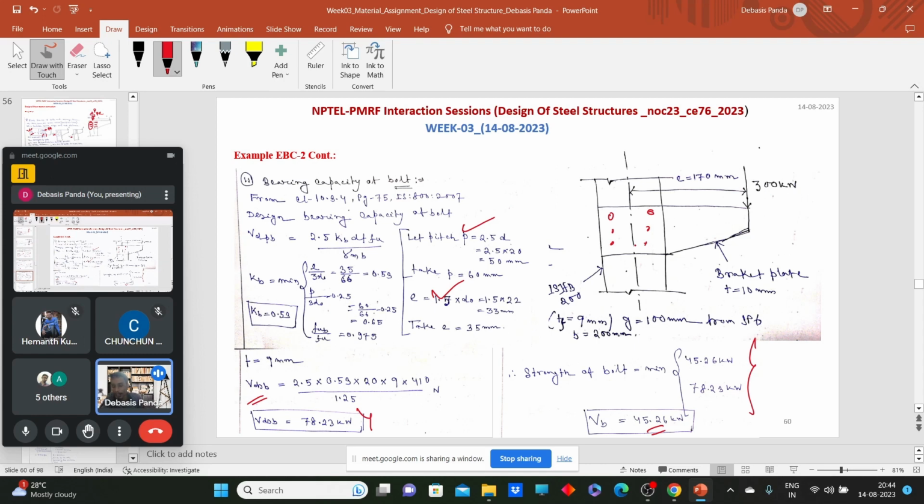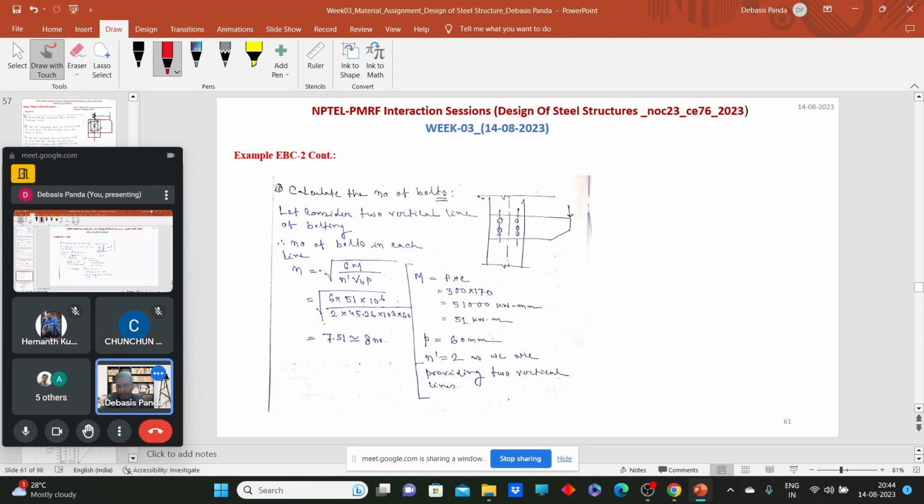Now calculate the number of bolts in each vertical row. How can we calculate it? We have the formula: n equals under root of 6M by n dash VB P. We know the M value, P into E. P is 300 kilonewton, E is 170, so 51 kilonewton meter is the moment due to eccentricity. Now n dash, we have considered two lines of vertical bolting, so n dash will be 2. VB is the strength of bolt, so 45.26 into 10 cube Newton.